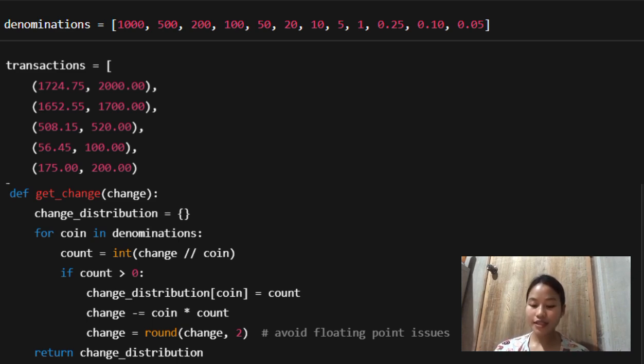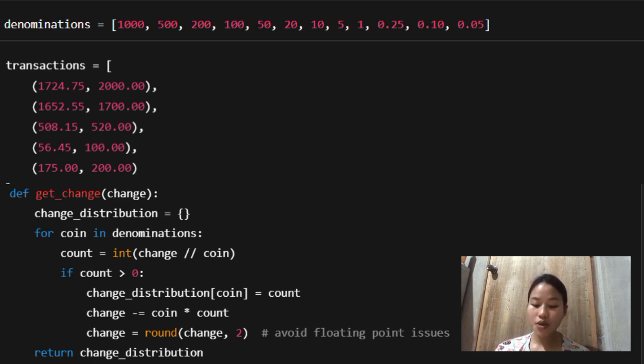Each transaction is a fare, amount to pay, and amount given by customer. For example, 1,724.75 and 2,000. The customer has to pay 1,724.75, gives 2,000, so the cashier needs to give them 275.25 as change. So, for the function, input: the amount of change we need to give back.